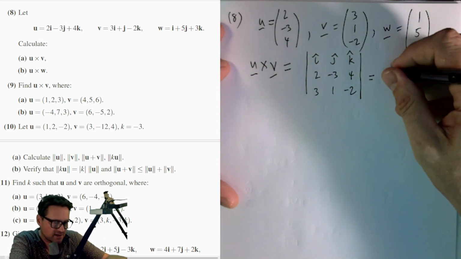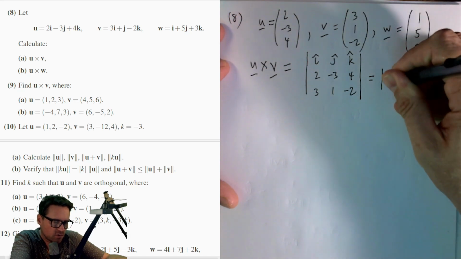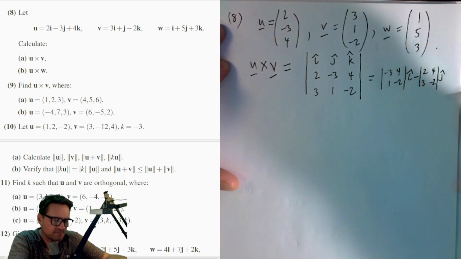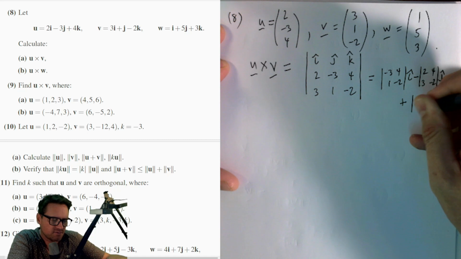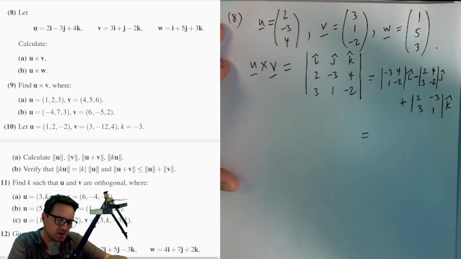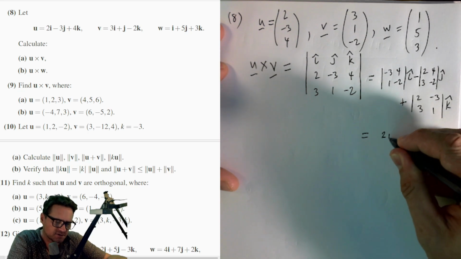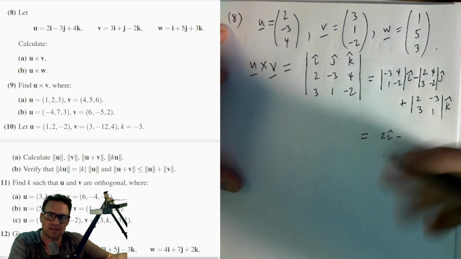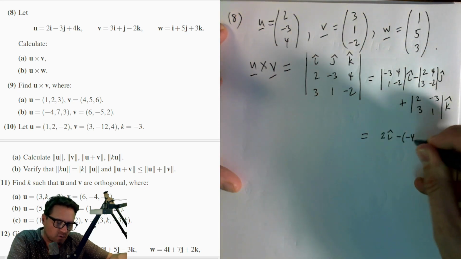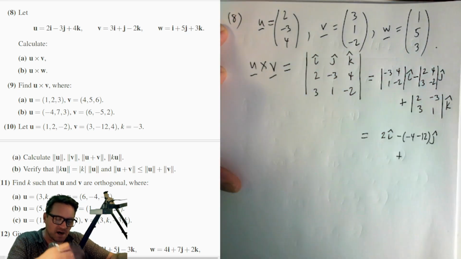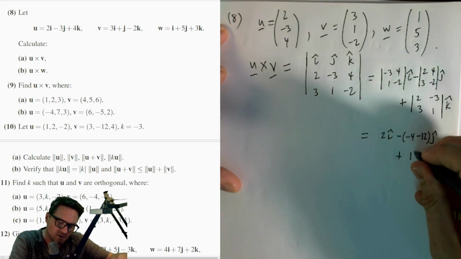Okay, so calculating this, we have minus 3, 4, 1, minus 2, i hat, minus 2, 4, 3, minus 2, j hat, plus 2, minus 3, 3, 1, k hat. Okay, now calculating each of those 2 by 2 determinants, we have 6 minus 4 is 2, so 2 i hat, and then minus, keep the bracket around this because it's a little bit tricky when you have multiple minus. So that's minus 4 minus 12, j hat, and then plus 2 minus 9, 2 plus 9, so that's 11 k hat.